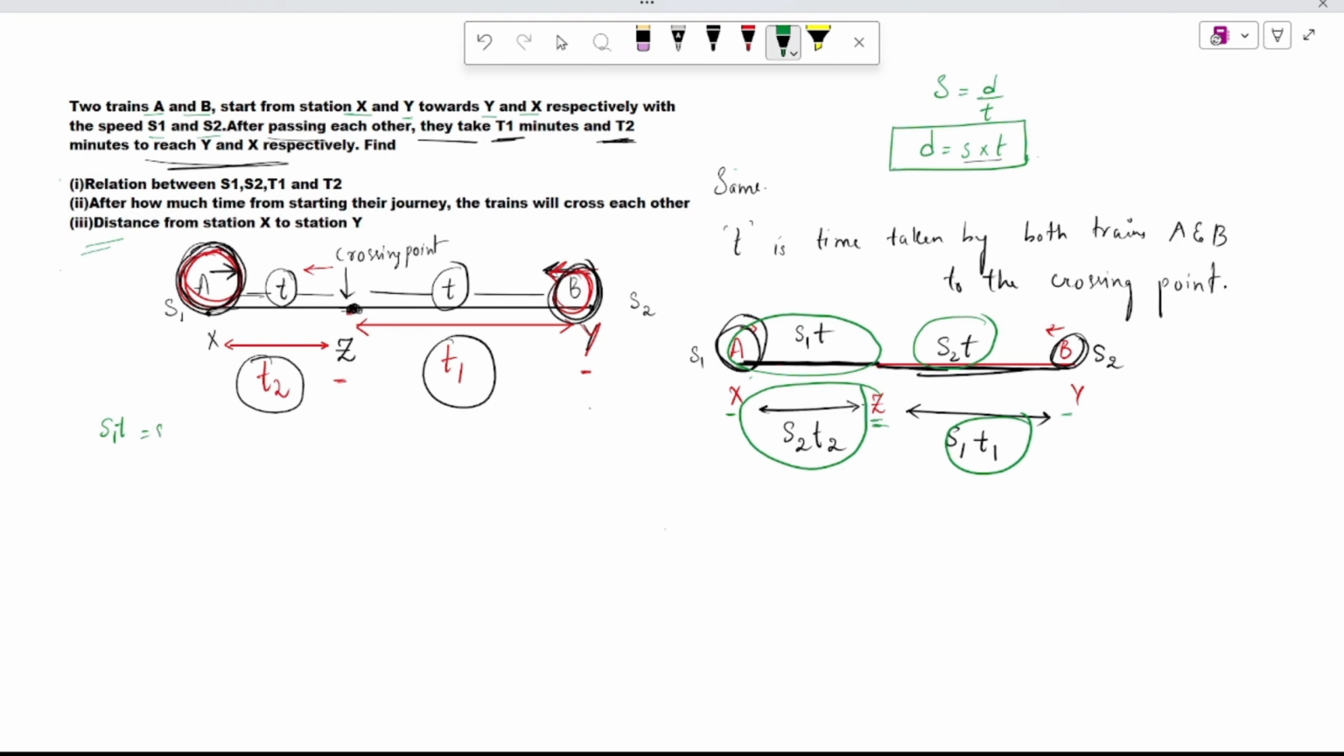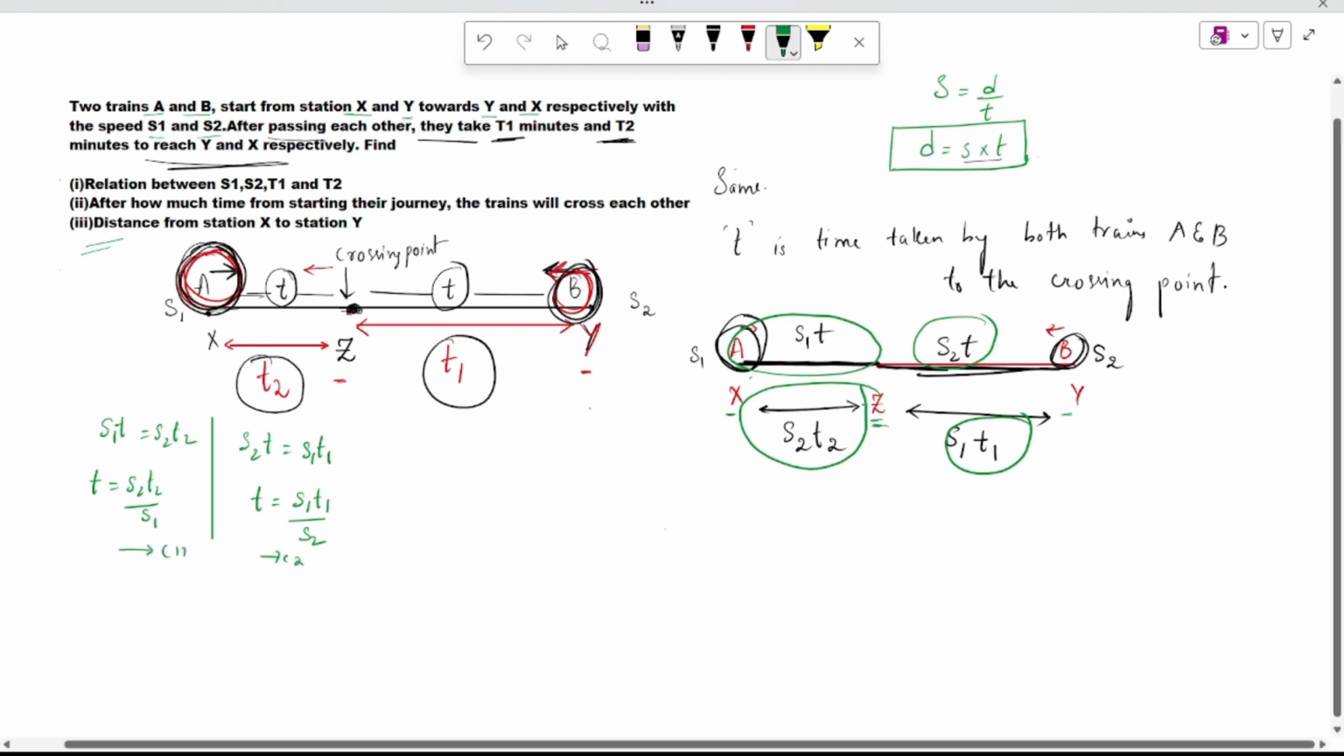S1T is equal to S2T2. If we take T as the subject, T is equal to S2T2 by S1. Similarly, if we equate the other two distances, S2T is equal to S1T1, where T is equal to S1T1 by S2. Both the times are equal.